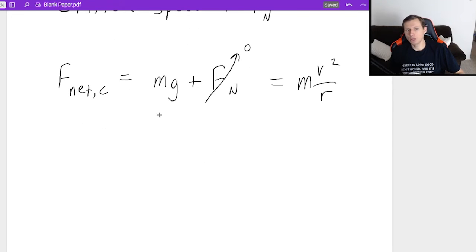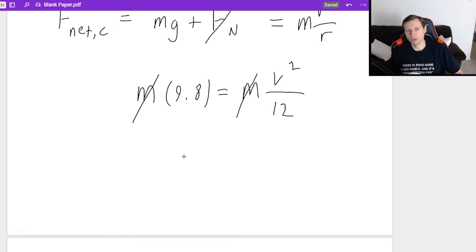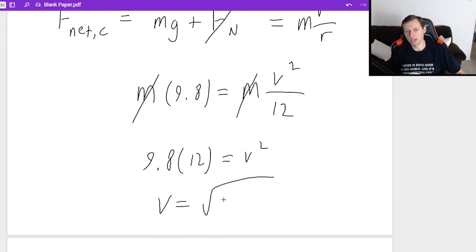And then mg, which we don't know the mass, so you just write m. G is 9.8 equals, again, we don't know the mass, so you just write m, times v squared, which is what I'm solving for, divided by radius 12. At this point, you can say mass cancels, which it does. And if you want to solve for v, then you need to first multiply both sides by 12 equals v squared. And then you're going to take the square root of that.